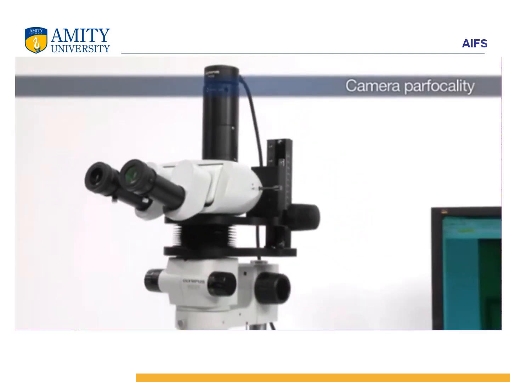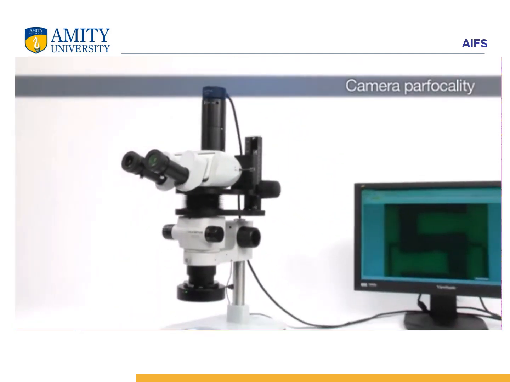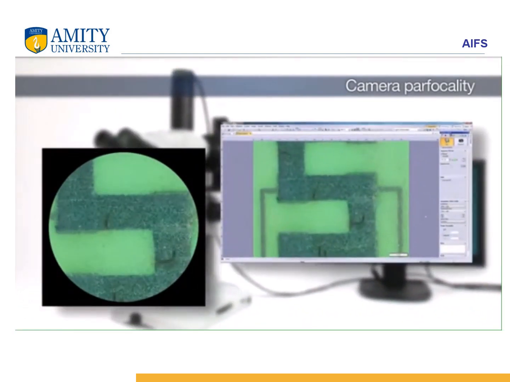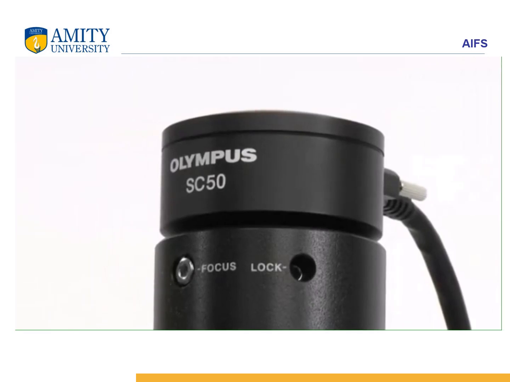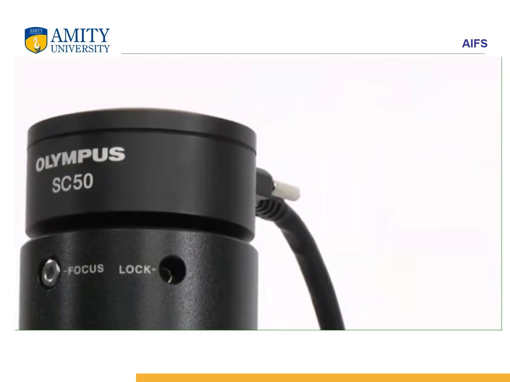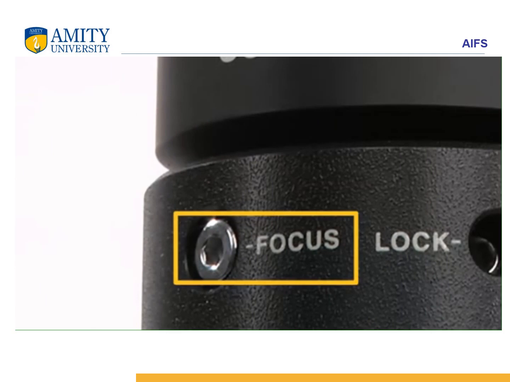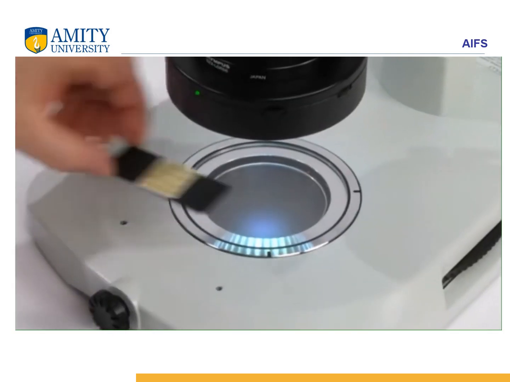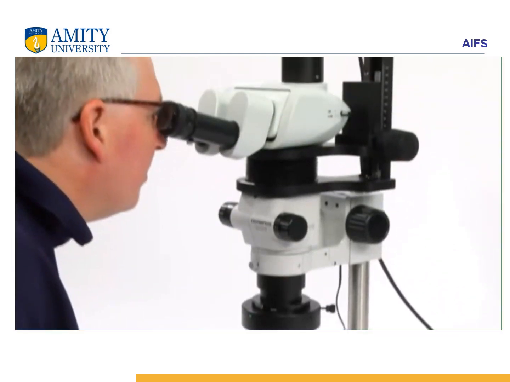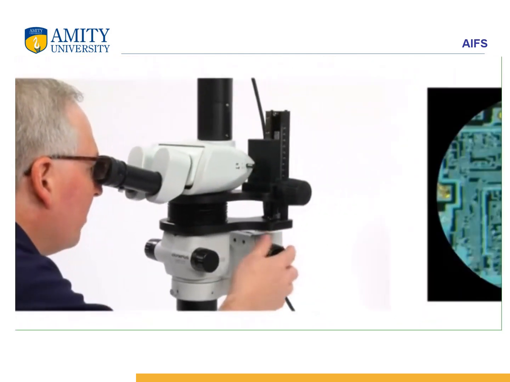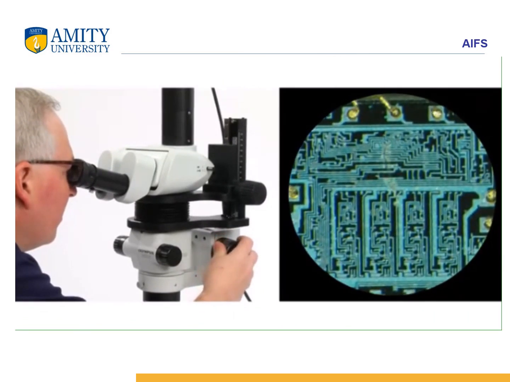Now camera parfocality. Camera parfocality means adjusting the differences. See, the image you get is different. This is the C mount camera which you have already seen in the comparison microscope and compound microscope. This is how you use the focus. Let's see the difference between the images which is formed, the one which you are observing and the one which you are able to see in the image.